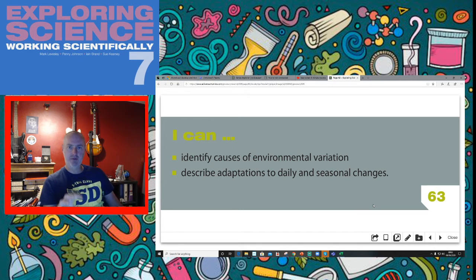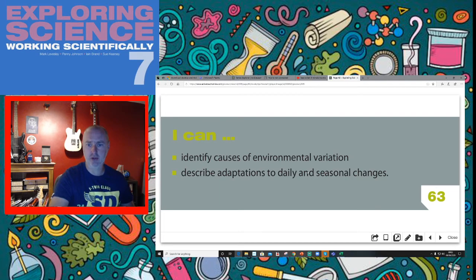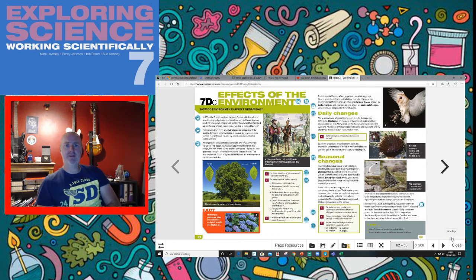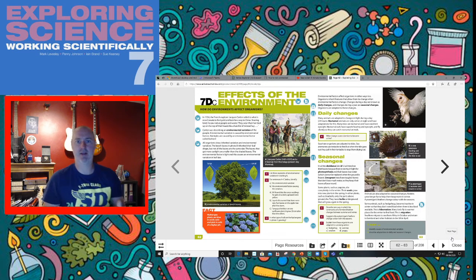We're looking at environmental variation, looking at what the causes of environmental variation are, and then we're going to have a quick look at daily and seasonal changes. So, what is environmental variation? Well, when we are born, we inherit characteristics from our parents. That's genetic or inherited variation. That comes in our genes and our DNA. So, for example, our eye colour, our hair colour is all predetermined before we're born. But after we are born, the environment around us can also have an effect on how we look. And we call that environmental variation, or variation due to the environment.